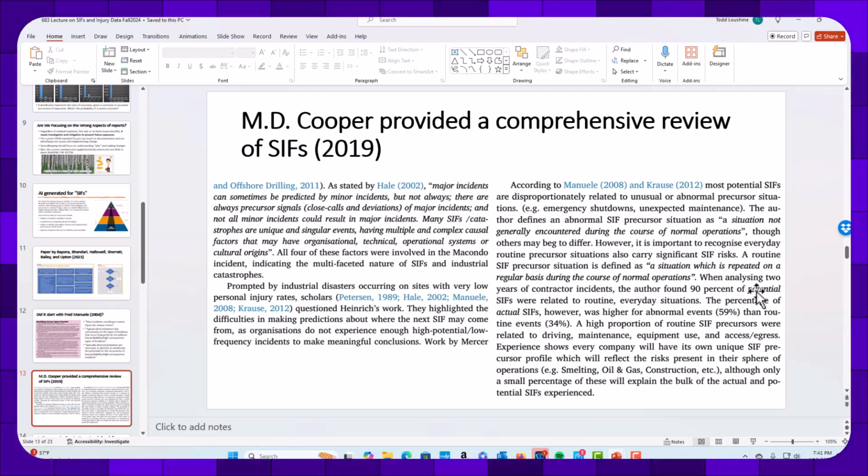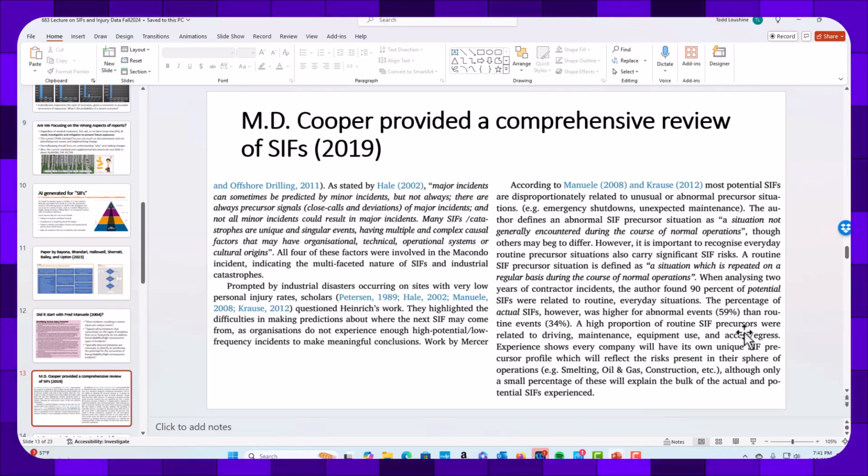Based on his, okay, when analyzing 2 years of contractor incidents, the author found that 90% of potential SIFs were related to routine everyday situations, which basically means it would likely be brought to the attention of management by the workers if you had a really engaged workforce. The percentage of actual SIFs, however, was higher for abnormal events than routine events.